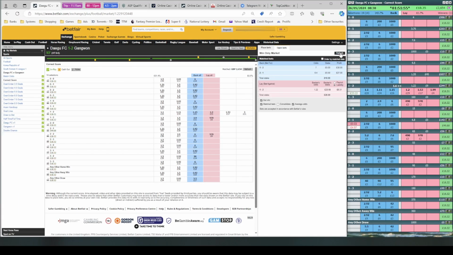91st minute goal, and you guessed it, it's time to cash out. Boom, another greened up trade for £8.32 profit.